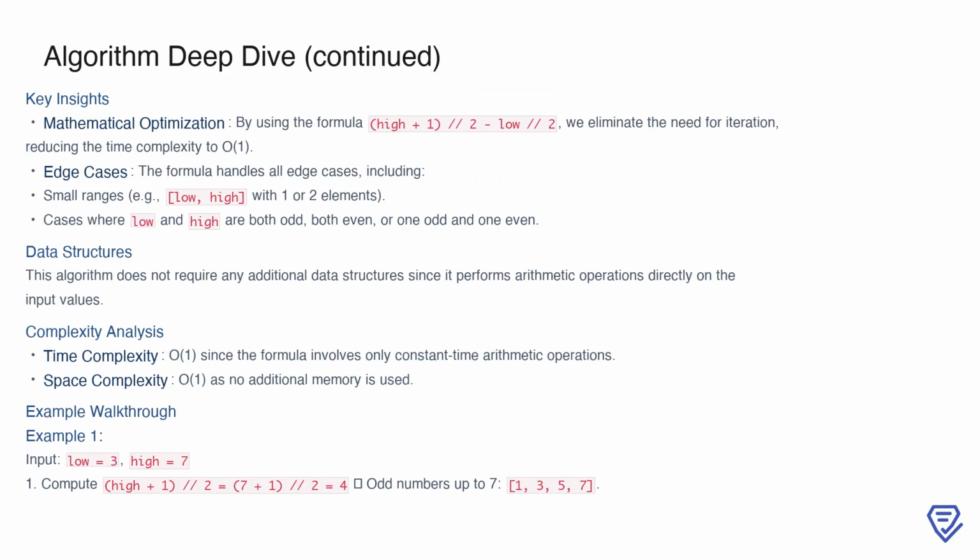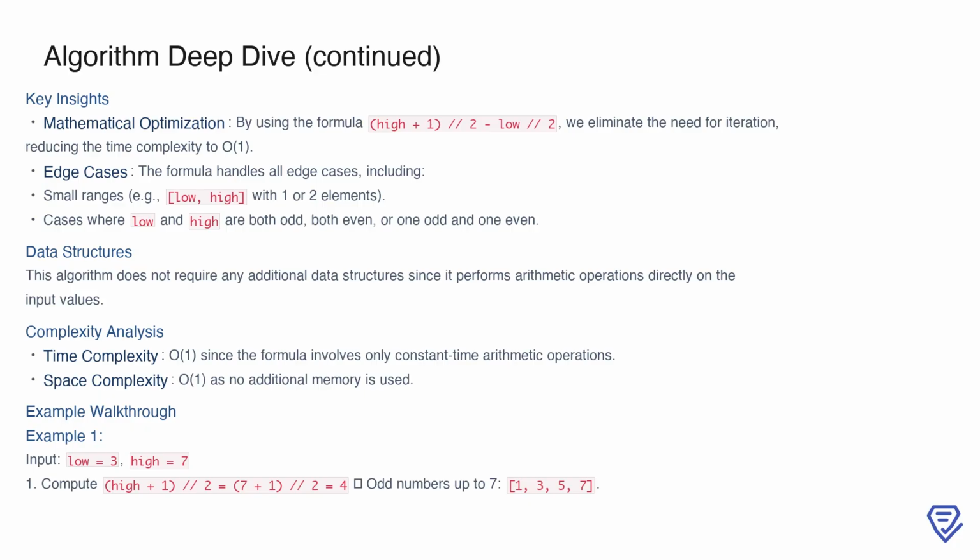This approach provides several key advantages. By relying on the formula (high + 1) // 2 - low // 2, we avoid the need to iterate through the range. This optimization reduces the time complexity to O(1), as it involves only a few arithmetic operations. Additionally, the formula is robust and handles all edge cases. For example, it works for small ranges, such as when the range includes only one or two numbers. It also correctly accounts for situations where both low and high are odd, both are even, or one is odd and the other is even.